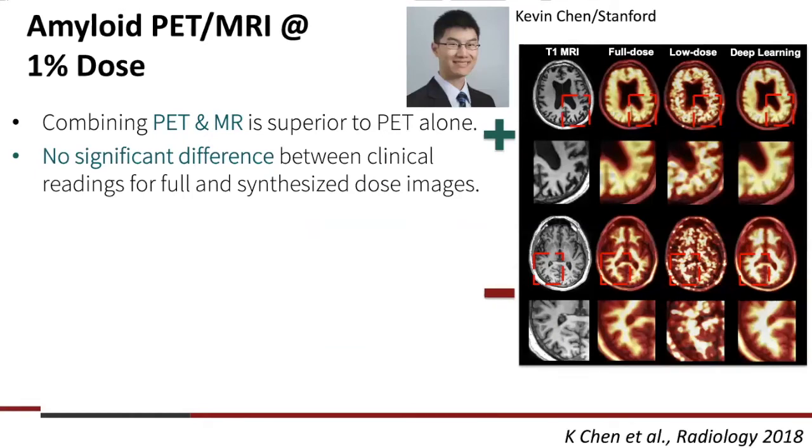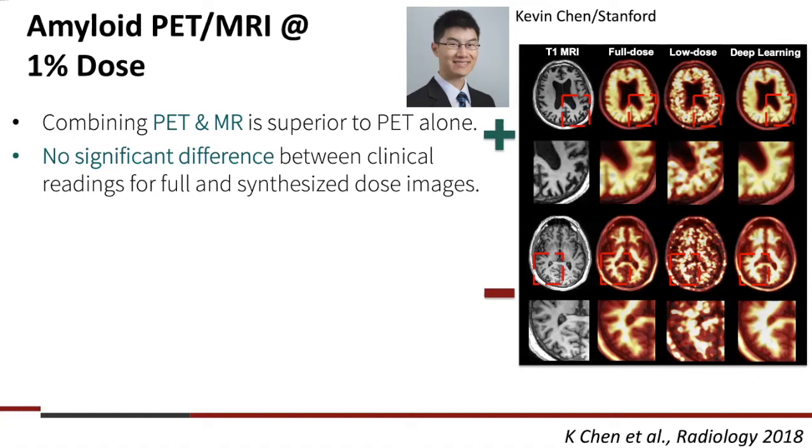So we were very interested in whether we could reduce dose for amyloid PET MR with the idea that that may be a very important examination in the near future. And this is the work of Kevin Chen, who some of you may remember. He was a graduate student, did his PhD at MIT and worked at the Martinos Center. And we were lucky enough to have him come out to Stanford. What he showed was that combining PET and MR is superior to denoising with PET alone. And what he also found was that there was no significant difference between how people read these studies clinically for a full dose study versus a study that was synthesized from a 1% dose image.